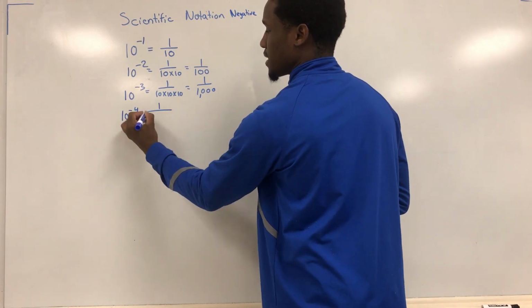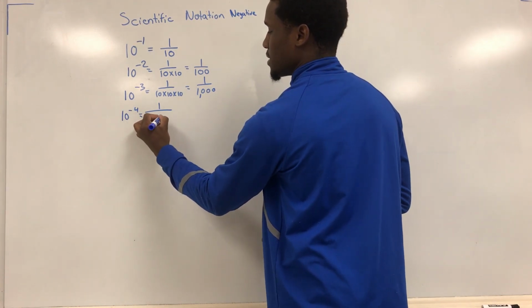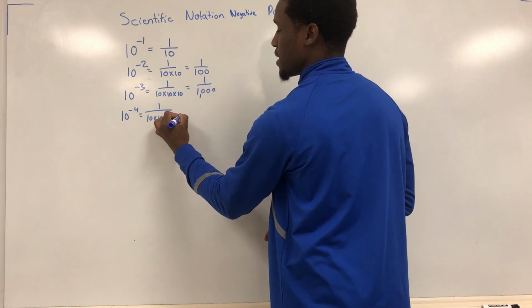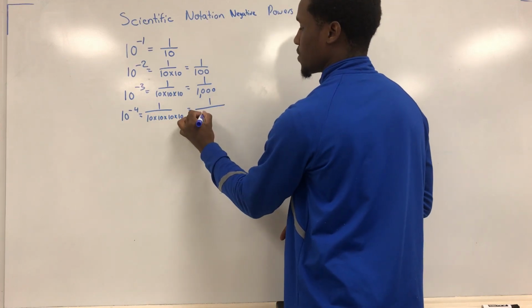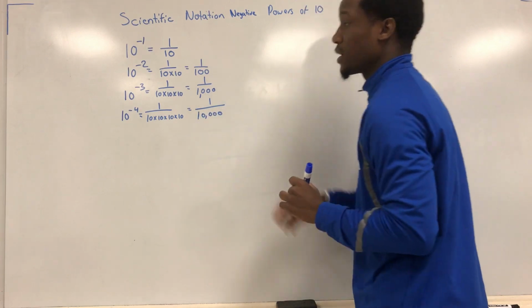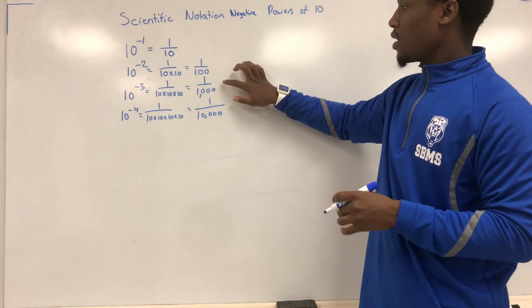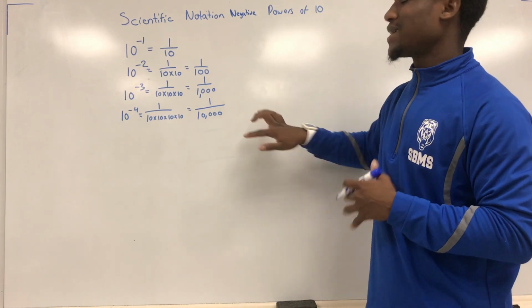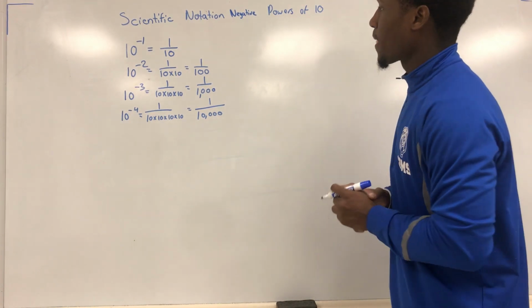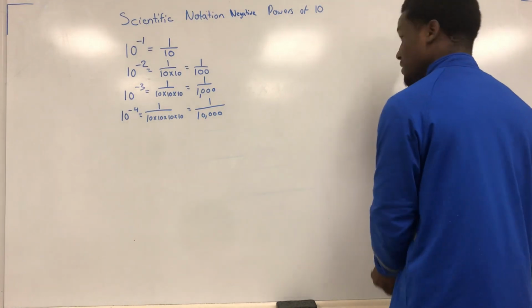Now, let's look at our final one. It's going to keep following the same pattern. So 10 times 10 times 10 times 10 is going to be equal to 1 over 10,000. Okay, so how do we say this number? 1/10, 1/100th, 1/1,000ths, 1/10,000ths.